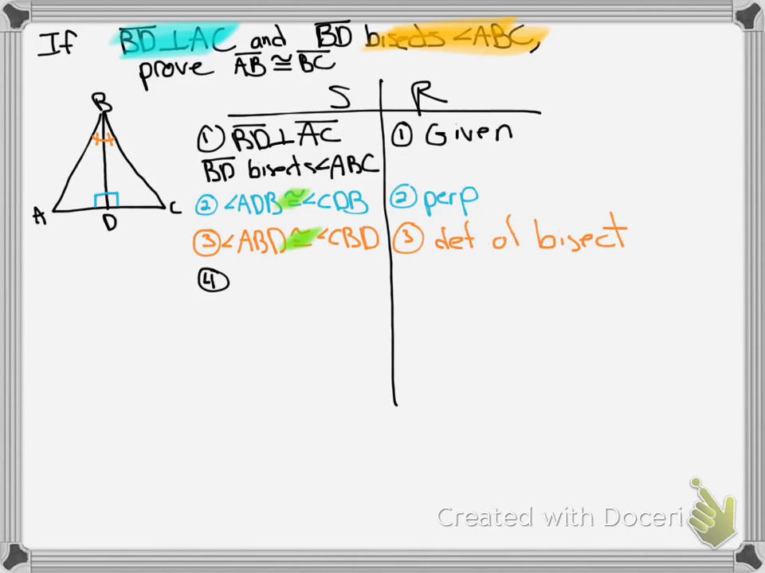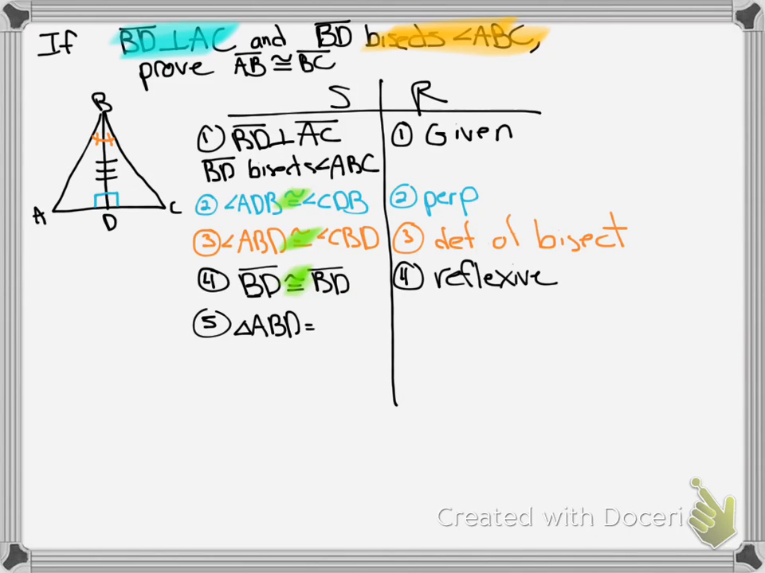I have to find my own based on the picture itself. This picture has a shared side, so I get to say BD is congruent to BD. That's reflexive. Now I have all 3 congruent symbols. Now I can say the triangles are congruent. Triangle ABD is congruent to triangle CBD. Looking at the angles and sides, this is an angle side angle problem.